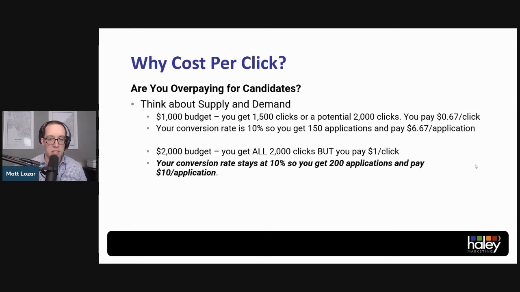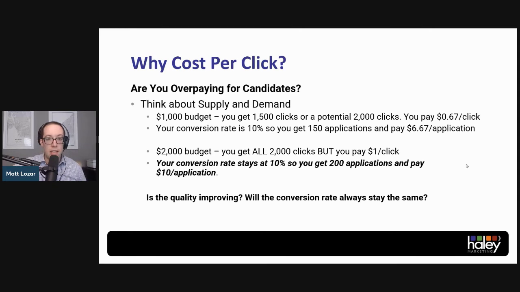Your conversion rate stayed the same at 10%. You had 200 applications. You're paying $10 an application. So you doubled your budget. Your applications only went up by 33%. Your cost per application went up by 50%, all not metrics we want to see. Is the quality improving? It could be. That could be one benefit of paying more, something you need to track. Will the conversion rate always stay the same? We're going to talk about that on the next slide.